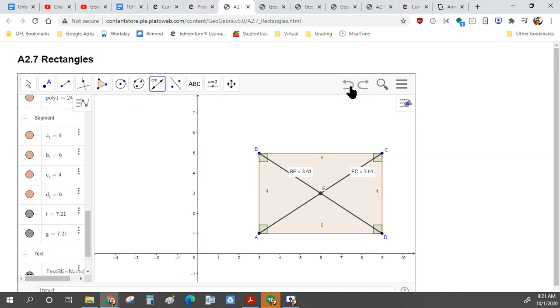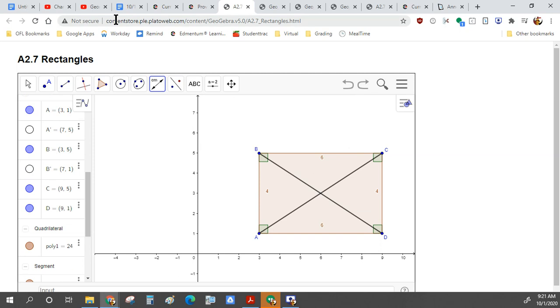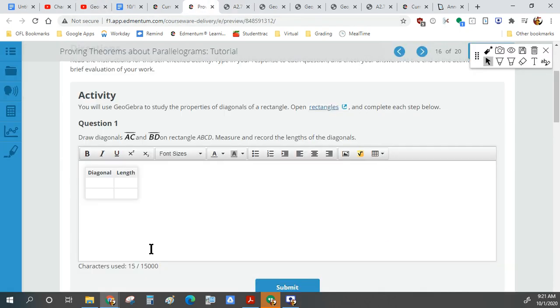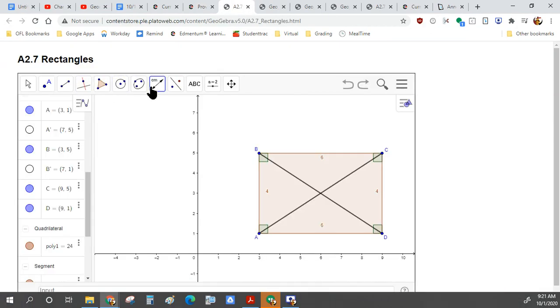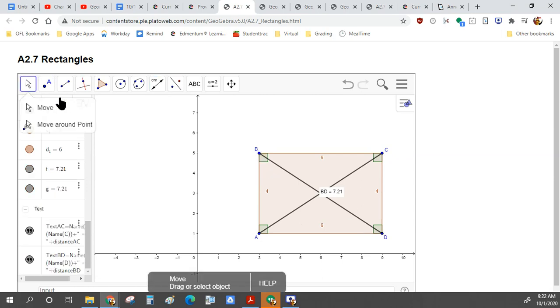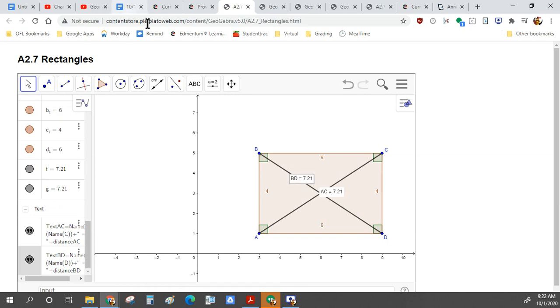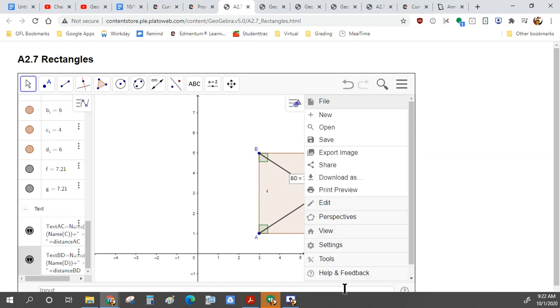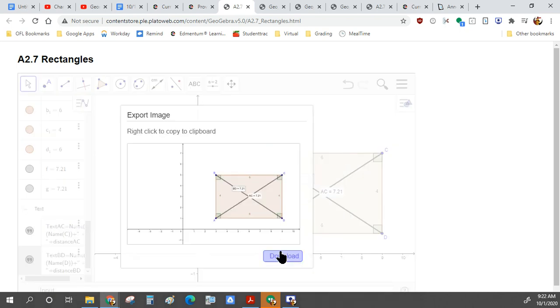This might be the one that I had it confused with last time. What am I measuring? Oh, I'm measuring the entire diagonal, the length of the diagonals. So AC is 7.21. Okay, so in a rectangle, our diagonals are congruent. So just to prove it, I'm going to export my image.